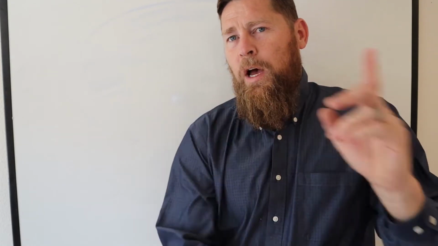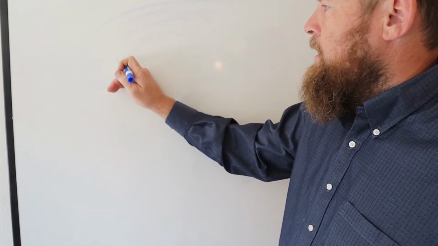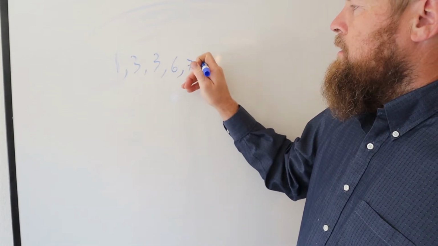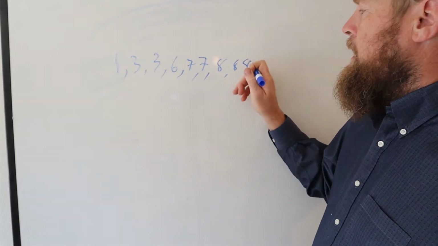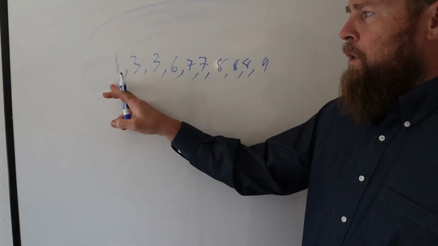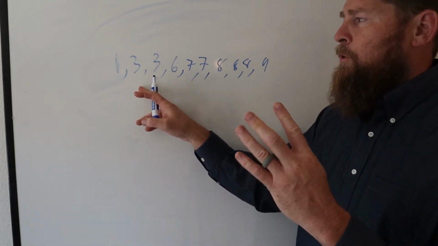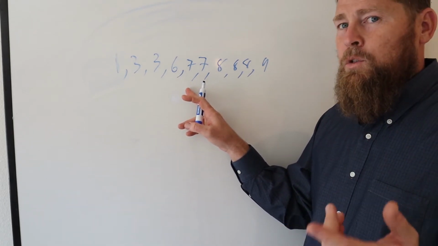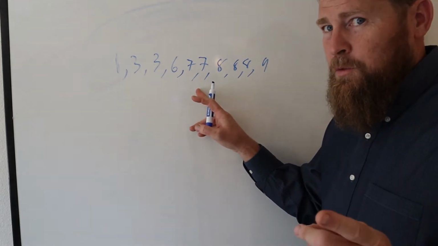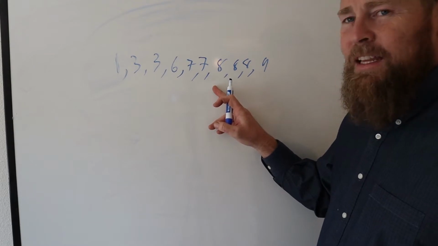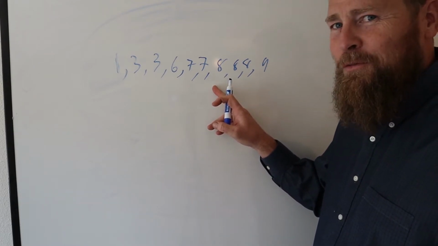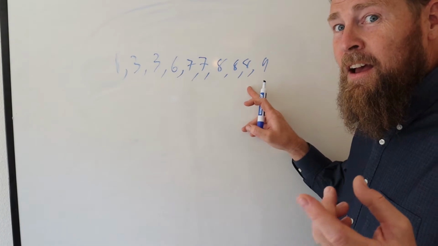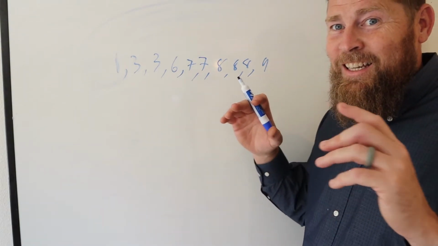Now, you all know how to calculate a mean, so let's do it, right? We got 1, 3, 3, 6, 7, 7, 8, 8, 8, 9. Okay, we're going to do the math together. 1 plus 3 is 4. 4 plus 3 is 7. 7 plus 6 is 13. 13 plus 7 is 20. 20 plus 7 is 27. This one might be hard. 27 plus 8 is, that's right, 35. 35 plus 8 is 43. 43 plus 8 is 51, and 51 plus 9 is 60.